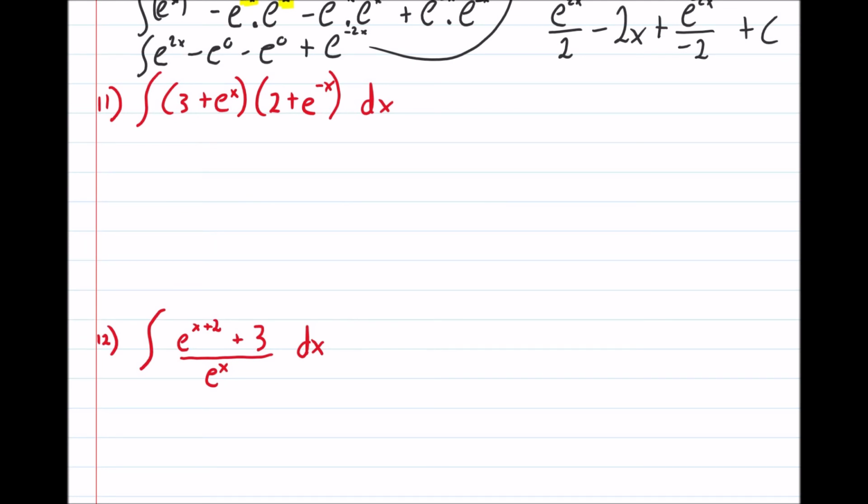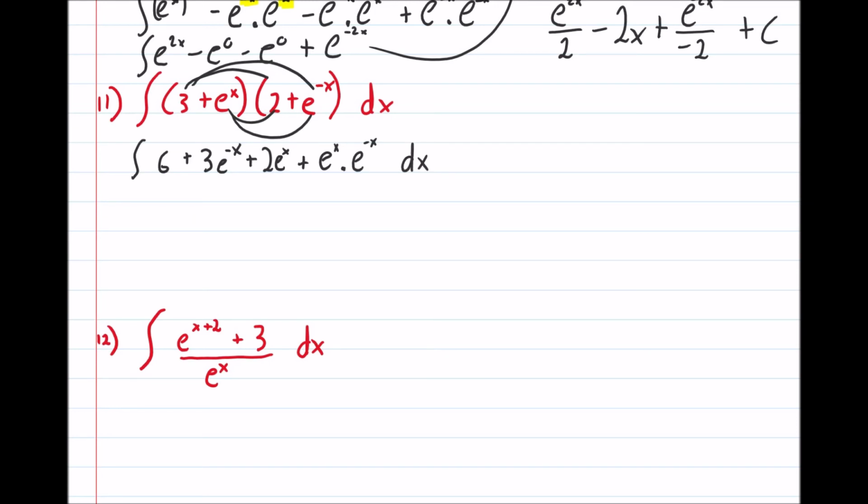Alright, next one. Again, to look at it straight off, you would think product rule, because there are 2 to be multiplied together, but again we can't integrate with product rule, wouldn't be expected of us, but we will multiply out the brackets. So if I go this by this, this by this, this by this, and this by this, I would get 6 plus 3e to the minus x plus 2e to the x plus e to the x multiplied by e to the minus x, and I should put in the dx really.